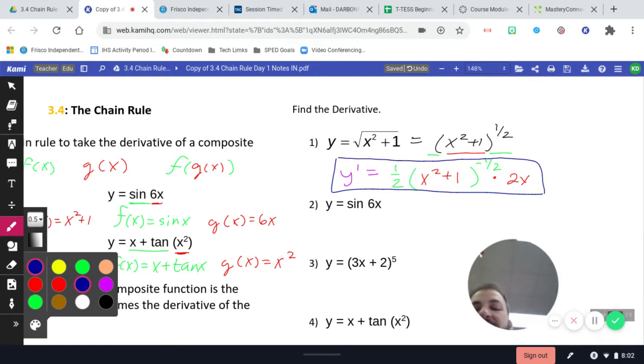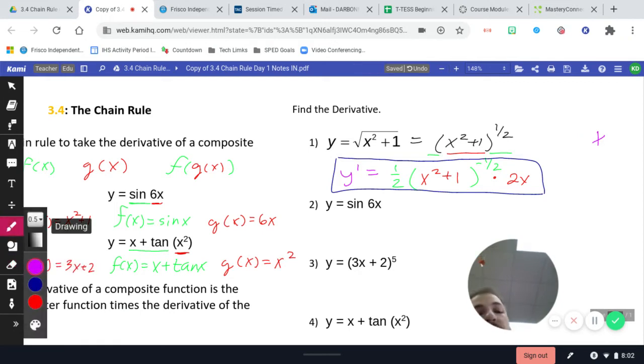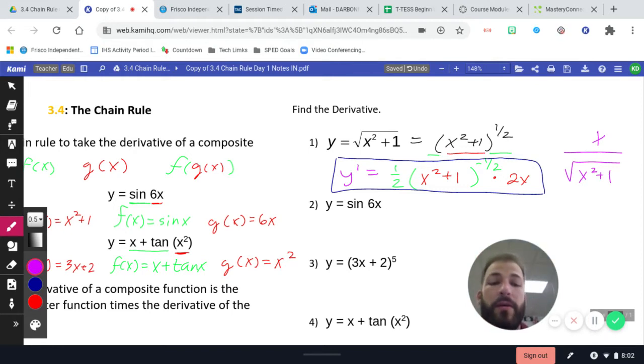As always, we can be lazy and leave it like that. If we wanted to simplify it, though, the 2 and 2 would cancel out. This would become, sorry, not 2x, just x over the square root of x squared plus 1. Just like that. Okay, let's look at another one.